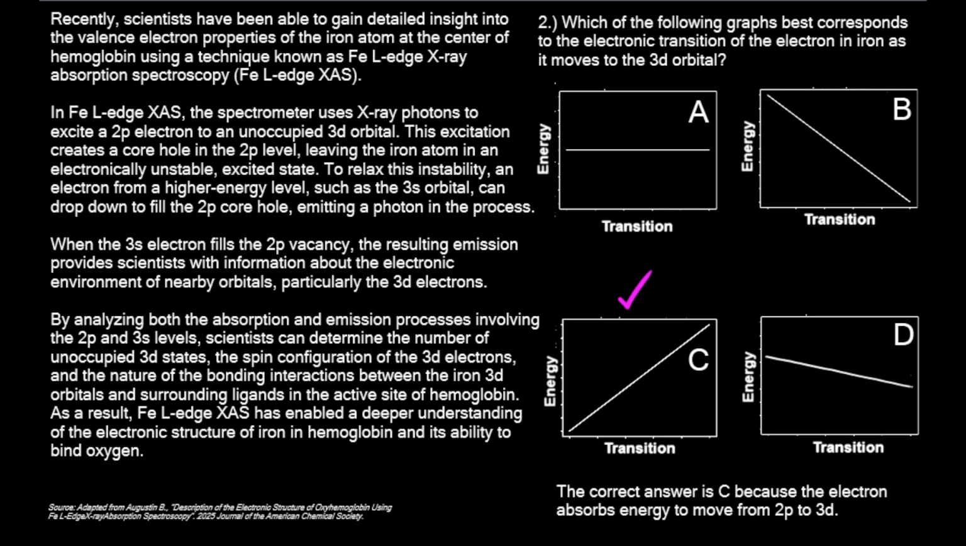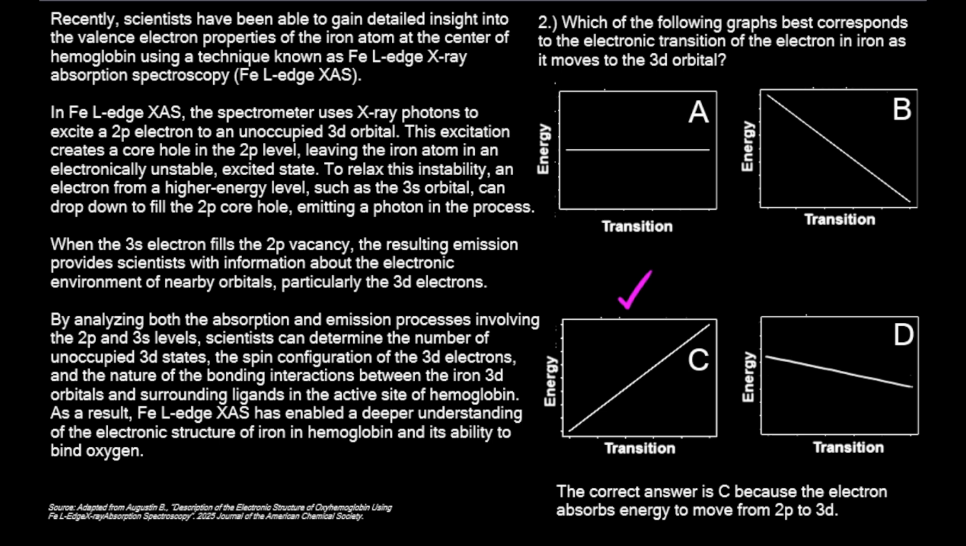So question number 2 says, which of the following graphs best corresponds to the electronic transition of the electron in iron as it moves to the 3d orbital? To understand this question, we need to understand what happens to an electron's energy when it transitions from the 2p subshell to the 3d subshell in iron.